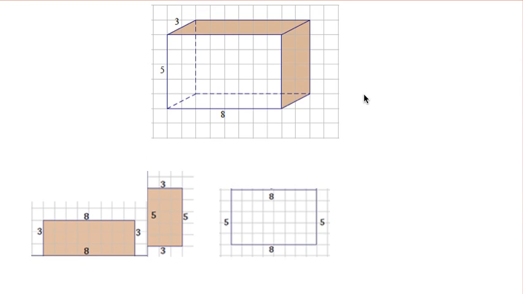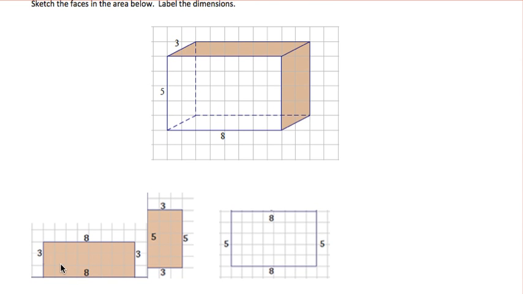So from this object, you should be able to draw, and you should do this on some kind of graph paper, the 3 different dimension faces. There is the bottom and the top, which are both 3 by 8, shown on the far left. Then there are these 2 sides, which are 3 by 5. And then there are the front and back faces, which are 5 by 8.